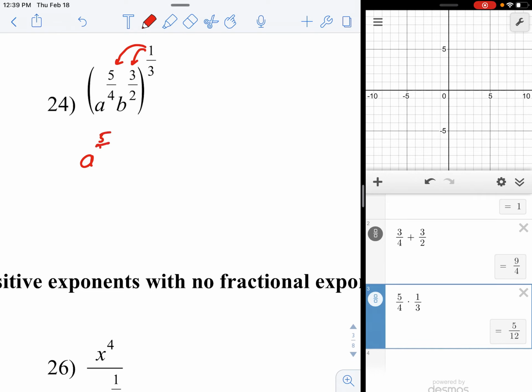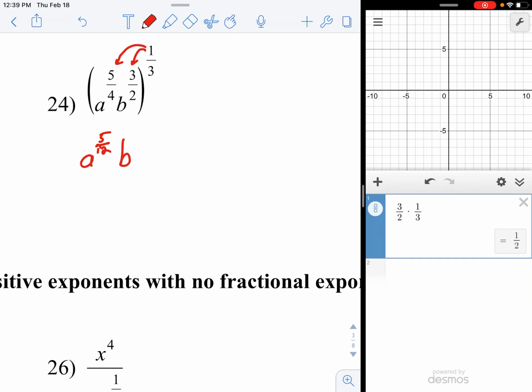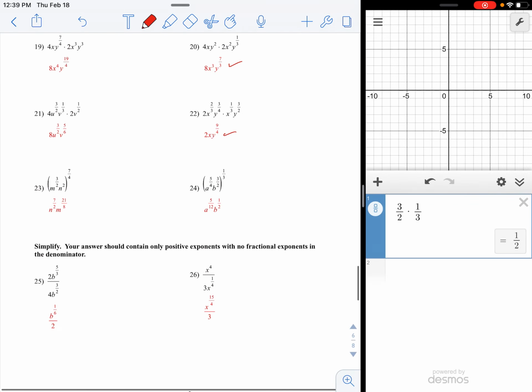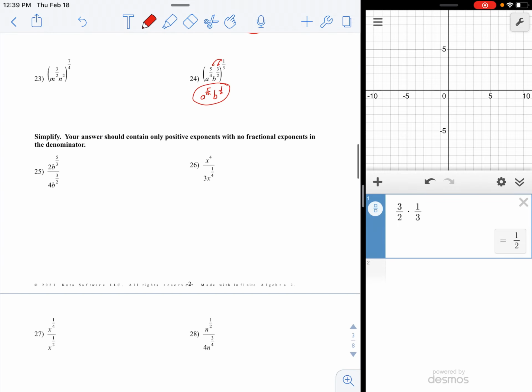5/12. And then b to the 3/2 times 1/3. 3/2 times 1/3 is 0.5. Well, hopefully you know 0.5 is 1/2. So a to the 5/12, b to the 1/2. Let's see if that's right. There it is. And again, if you need a calculator, don't use one.